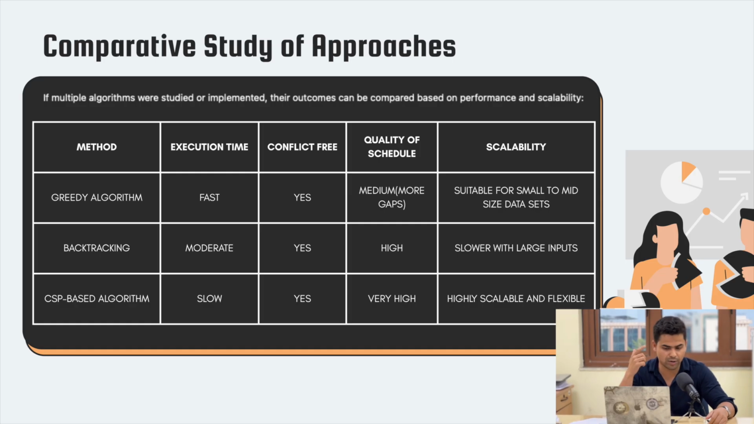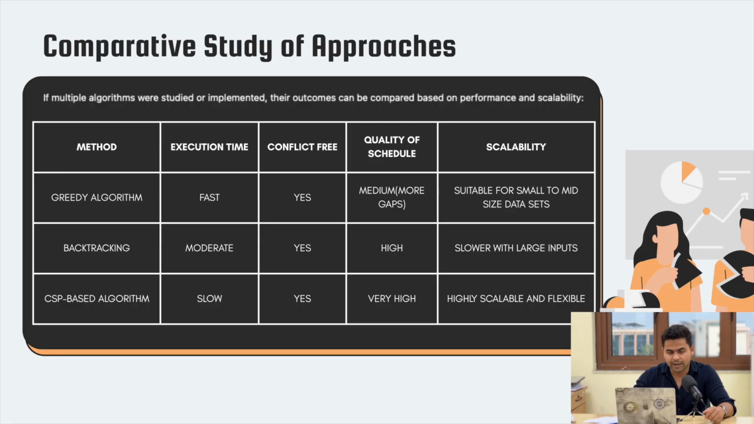So first of all, I would like to go for the greedy algorithm. Its execution time is very fast, and it's conflict free. Quality of schedule is medium, comparatively to backtracking and CSP. If we talk about scalability, it's suitable for small and mid-sized data sets. If the data sets you are using are small or in between, and not too high, then the greedy algorithm would be the better option to choose.